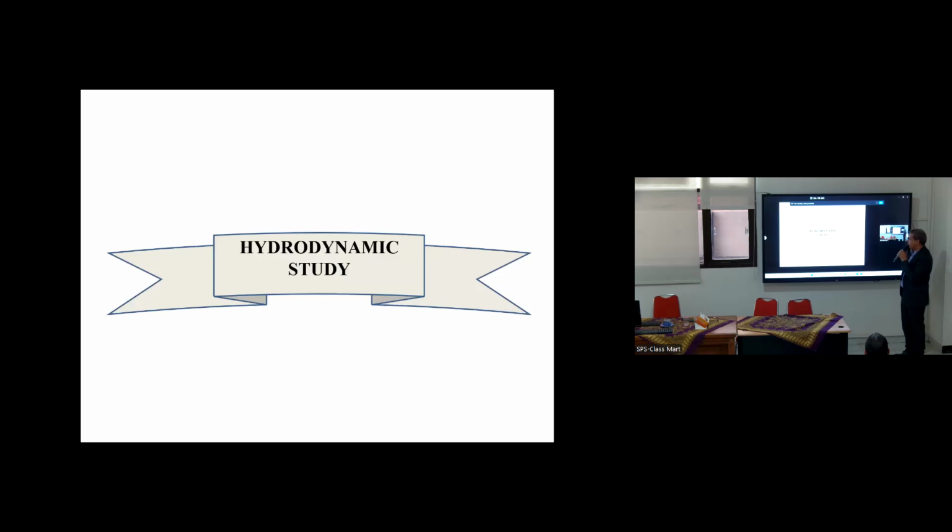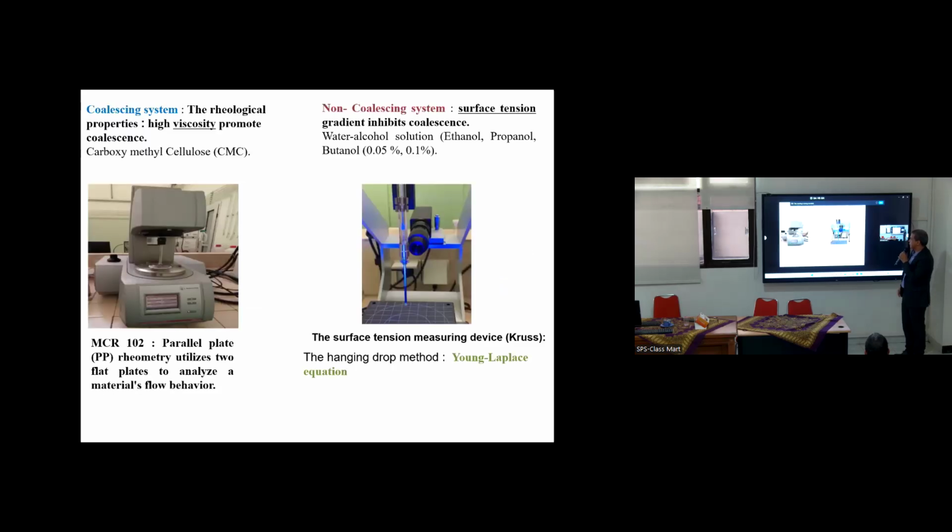For the hydrodynamic study, I use surface tension, because I can use alcohol. I add alcohol to inhibit coalescence. And when I use, for example, carboxymethyl cellulose, I can increase the viscosity, and I can measure the viscosity and the rheology with a viscometer or rheometer. I can use this to get an idea about the characteristics of the liquid, viscous or not.